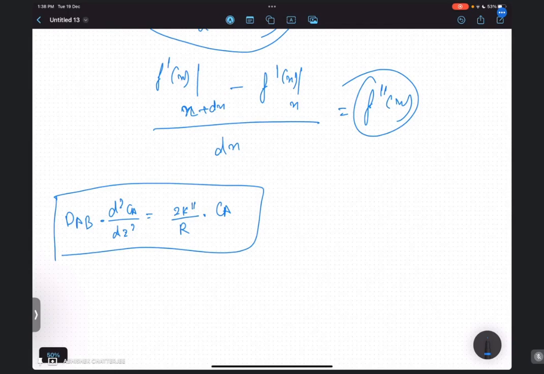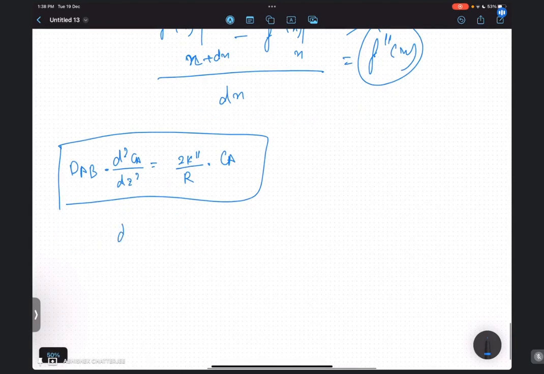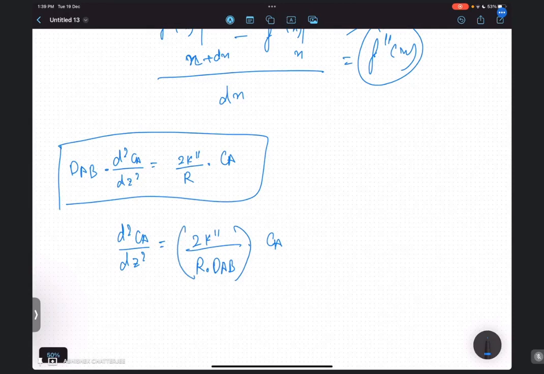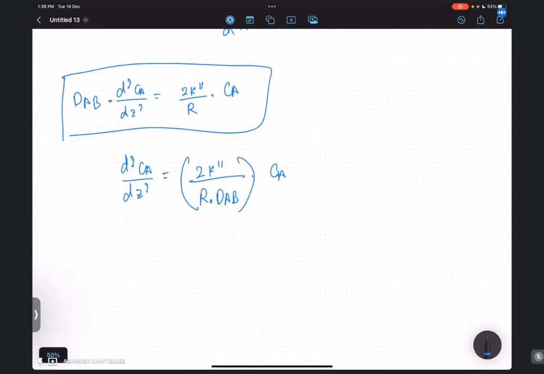ठीक है. From this, what we are saying is that d square CA by dz square will be equal to 2k double dash by r into DAB, and into your CA. Now let us consider this entire thing to be equal to m square. m square is equal to 2k double dash by r into DAB.